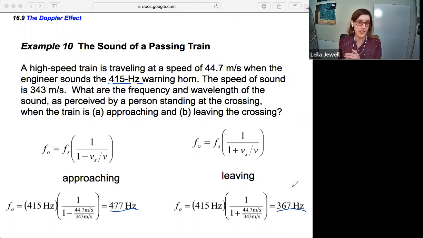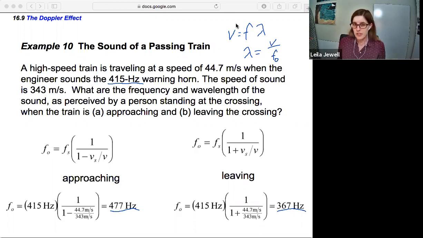If we then wanted to get the wavelength of the sound, we could go to our classic v is equal to frequency times the wavelength. And so then we could plug in, solve for the wavelength, and it would just be the speed of sound divided by the frequency that is observed. And that would work.